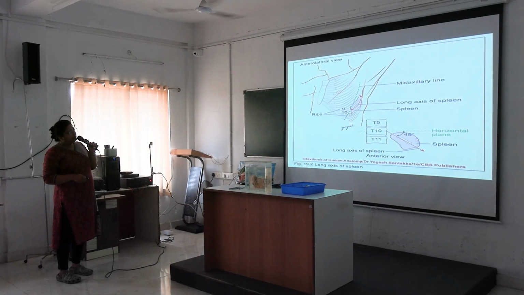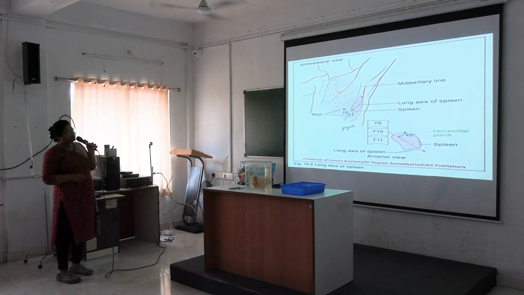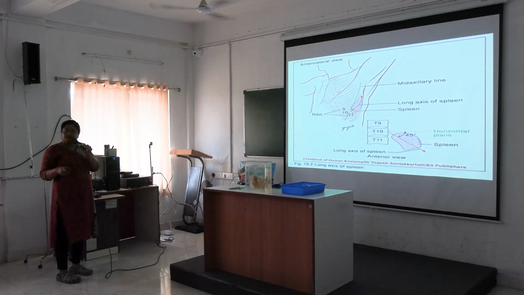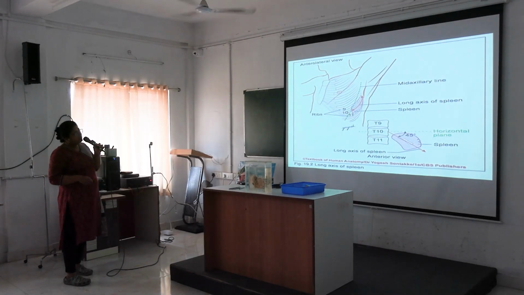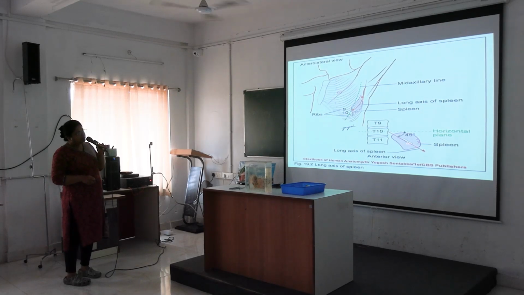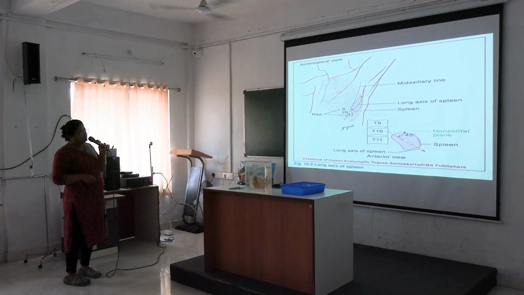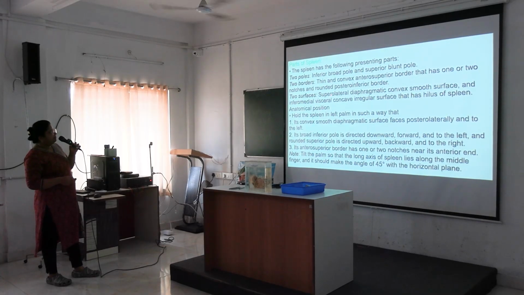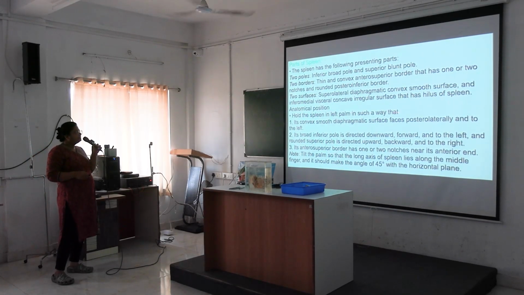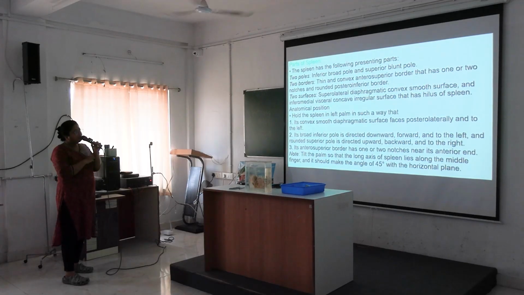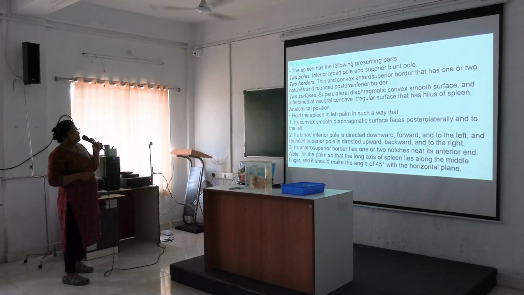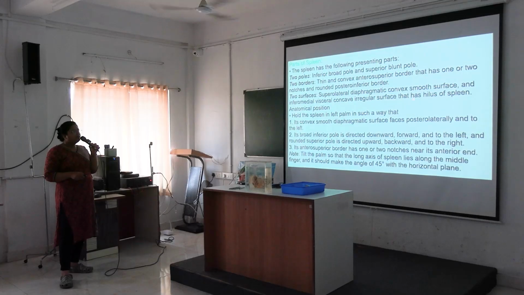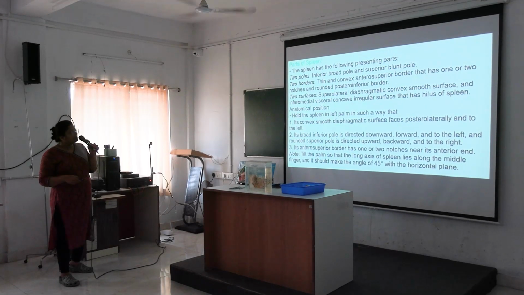Okay, so this surface, which is lying against the diaphragm and ribs, is the diaphragmatic surface, and this surface, in which the viscera are related, is the visceral surface. Here in the middle part, this white area represents the hilum of the spleen. Now we are discussing the superolateral diaphragmatic convex smooth surface and the inferomedial visceral concave irregular surface. It has the hilum of the spleen.